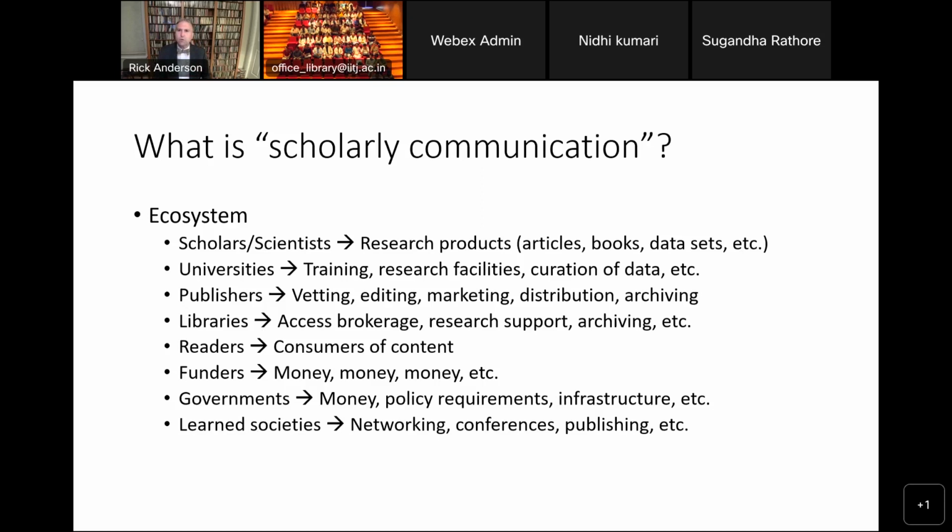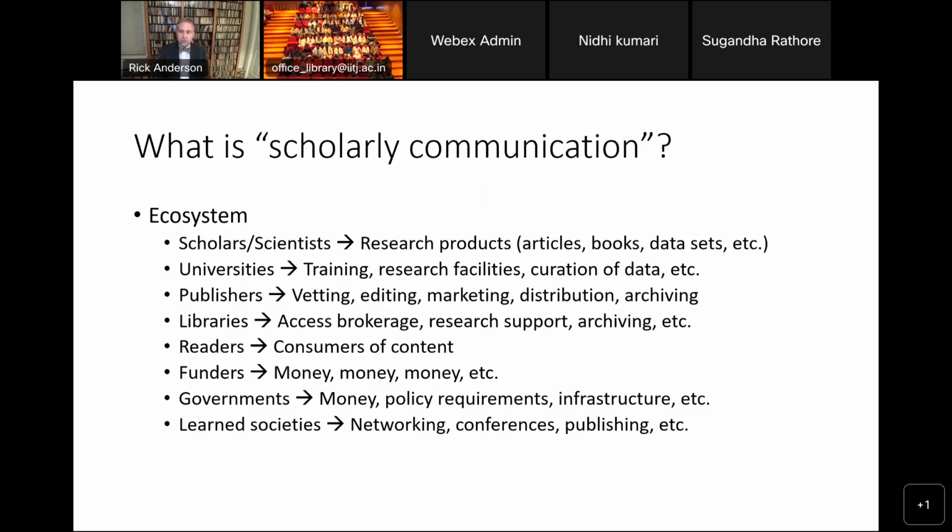So the first one, of course, is the scholars and the scientists who create research products like articles or books or data sets or reports, and who are the primary generators of the information that feeds into the scholarly communication ecosystem. Without these scholars and scientists, there is no ecosystem because there is nothing to work with.